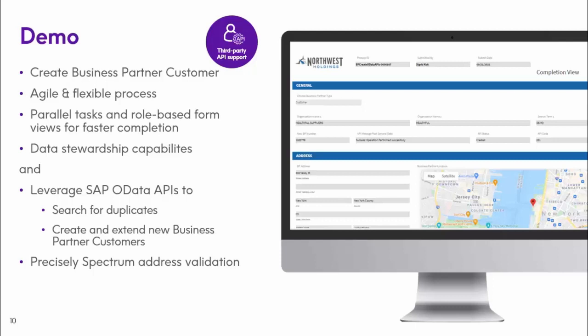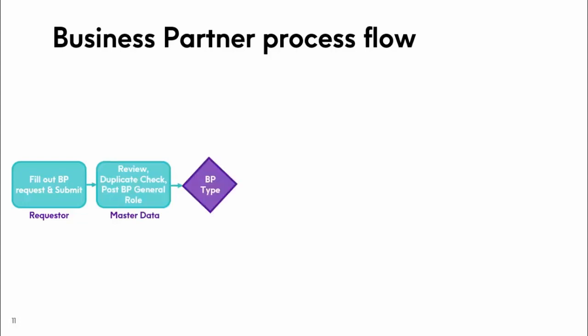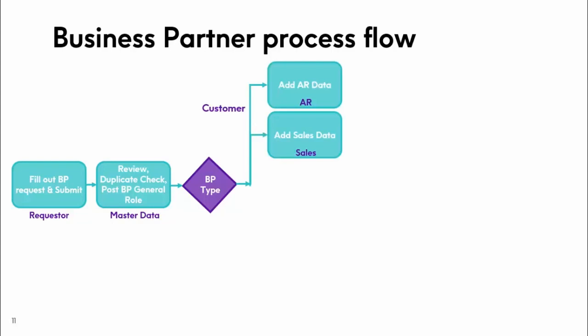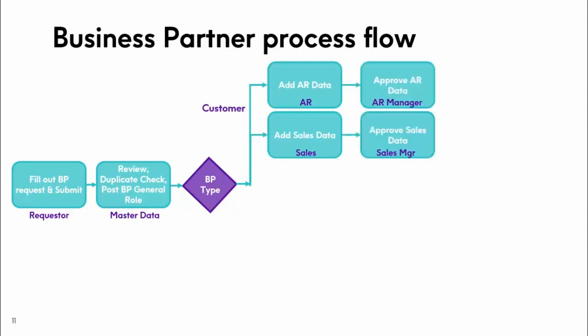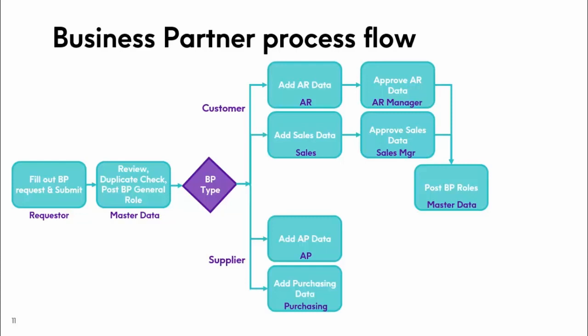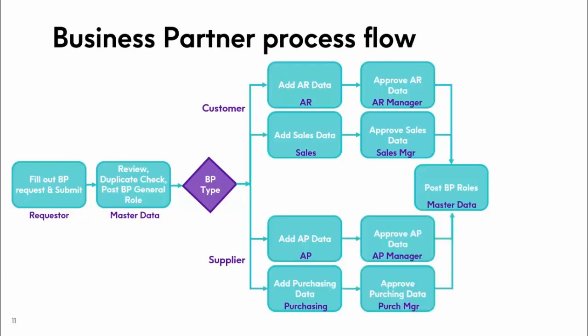Super easy to integrate. The process would be somebody fills out the request. It might be a sales rep or a customer service rep. Master data team reviews, checks for duplicates, posts. Then depending on the business partner type, we have in parallel AR and sales data collection, approvals, master data posts, or for supplier, it's AP and purchasing, input data in parallel, approvals, post, and then that's the end. So let's take a look at the demo.